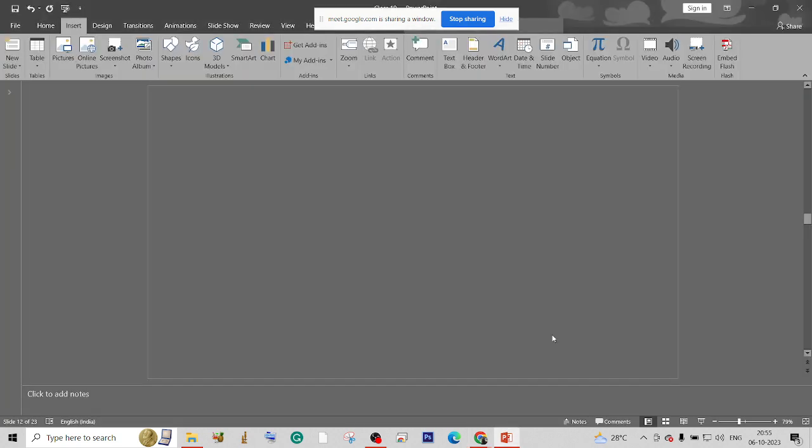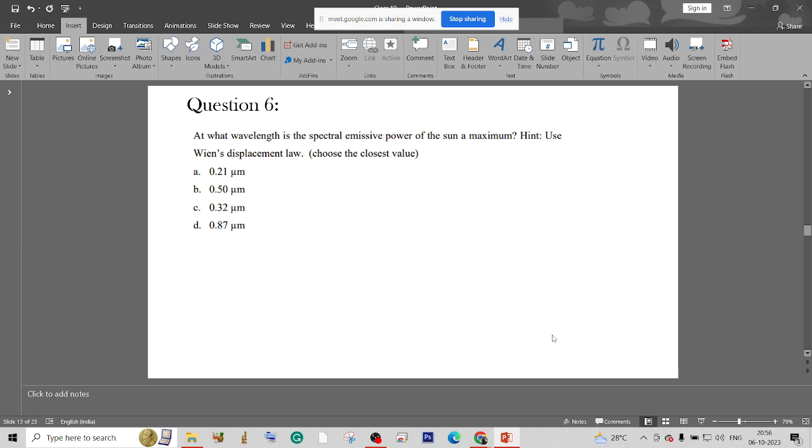Now let us proceed to the next question. At what wavelength is the spectral emission power of the sun at maximum? So obviously here we'll use Wien's displacement law. I'll just solve this question for you. So this simply means we'll be using the displacement law, 2898 micrometer Kelvin. So lambda max is 2898 upon T. T is 5790 Kelvin. So micrometer Kelvin, Kelvin will cut off, and this will be 0.50 micrometer. This is option B.